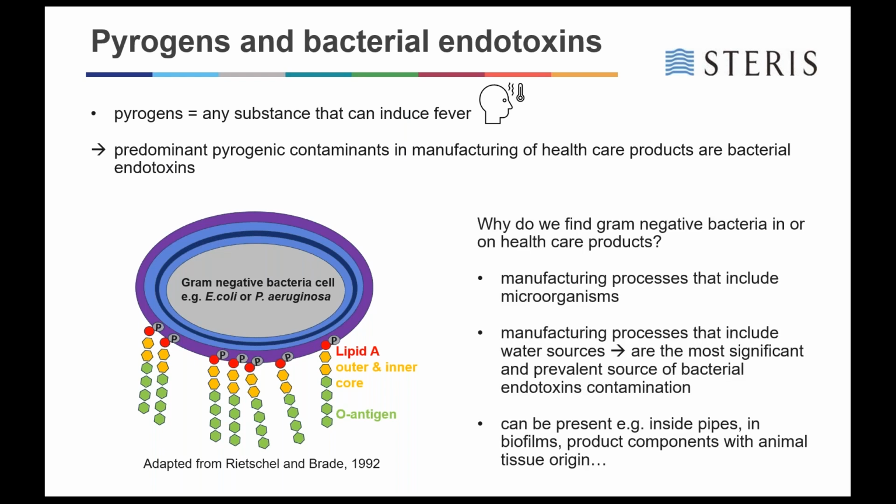So one could ask ourselves now, why do we find gram-negative bacteria in or on healthcare products? Where do they come from? Of course, they could come from a manufacturing process that includes microorganisms itself. On the other hand, it could also be a manufacturing process that includes water sources. And this is actually the most significant and also prevalent source of bacterial endotoxin contamination.